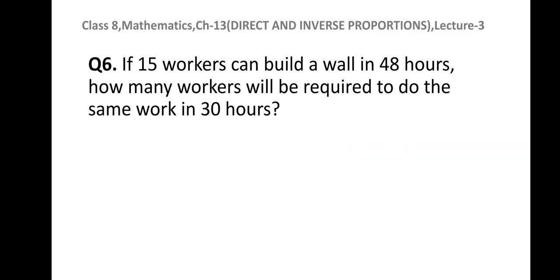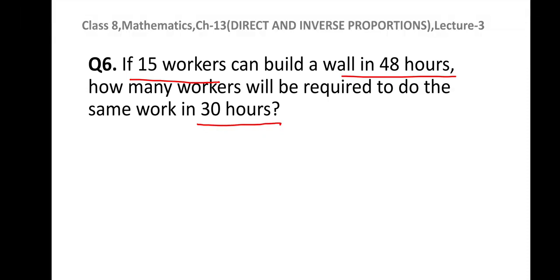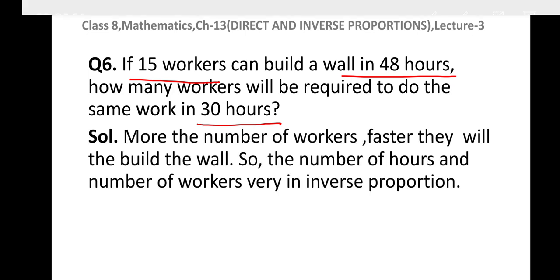Now let us talk about question number 6. If 15 workers can build a wall in 48 hours, how many workers will be required to do the same work in 30 hours? As 15 workers are building the wall in 48 hours, how many workers will be required to do the same work in 30 hours? If I reduce the number of hours, I need to have more workers. So this is a case of inverse proportion.